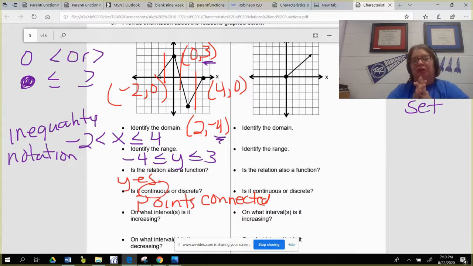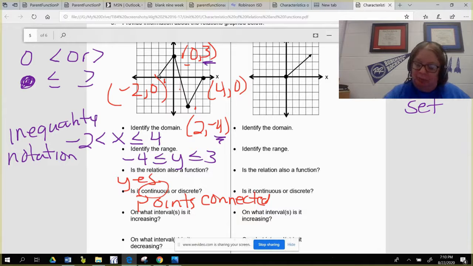One of your definitions for continuous said an infinite number of points. There is no way that you could count the number of points between those 2 circles. There's no way you could count every single point because every tiny decimal, every tiny fraction will be included. Okay. Next one says, on what interval is it increasing?